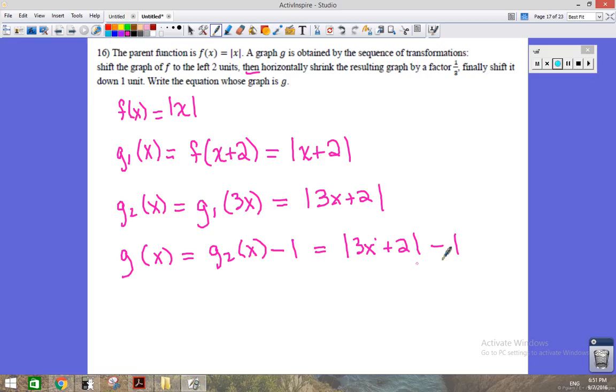So if I knew nothing about transformations, that would be my final answer. This equation right here is my final answer: g of x is the absolute value of the quantity 3x plus 2, then subtract 1. Hope that helps.